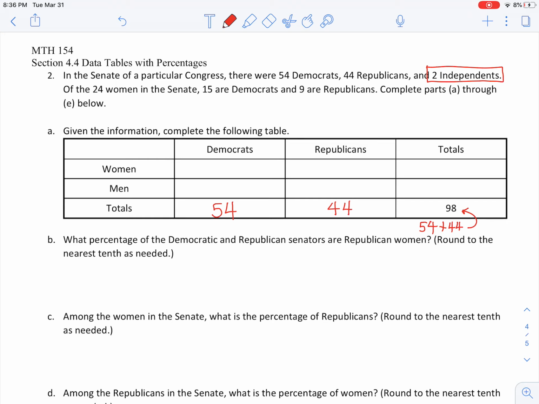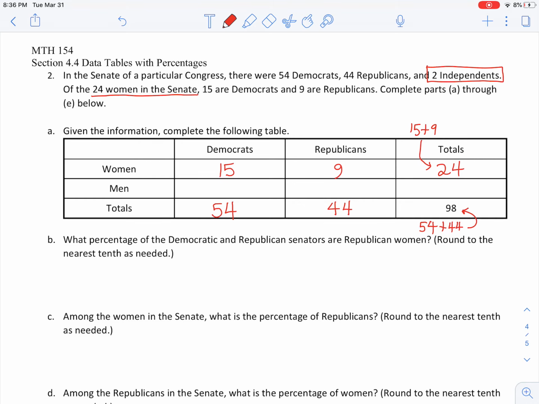Of the 24 women in the Senate, so what are they saying? They are saying that there are 24 women in total, right? They said 15 of them are Democrats. So I'm going to go ahead and put 15 in this cell for Democrats who are women. And 9 are Republicans. So 9 will go right here. So if you add 15 plus 9, you will get this 24, right? Okay, looking good.